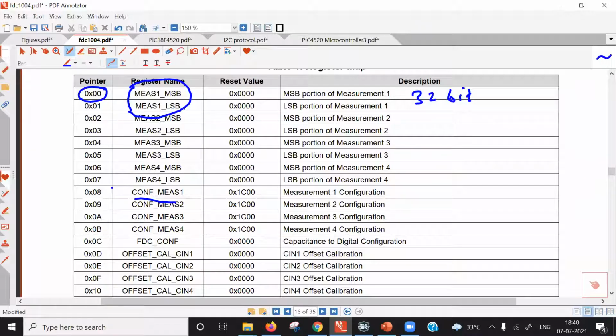So in the MES1 LSB register, in total there are 16 bits, 8 bits and the remaining 8 bits. So these last 8 bits are unimplemented in this MES1 LSB register. So when we perform a read operation for fetching the conversion result, we must ignore these last 8 bits of the second register.